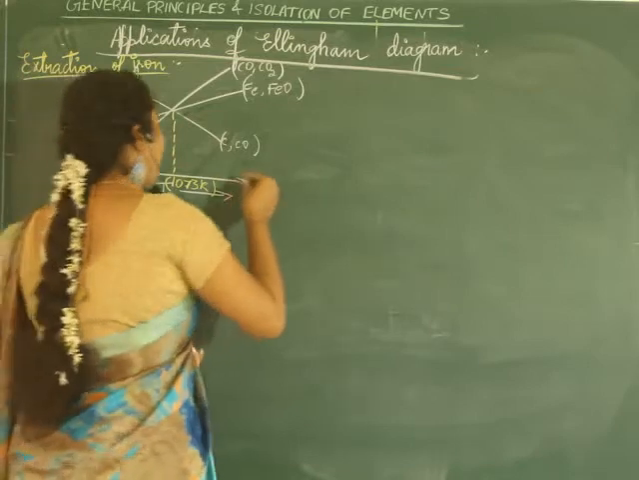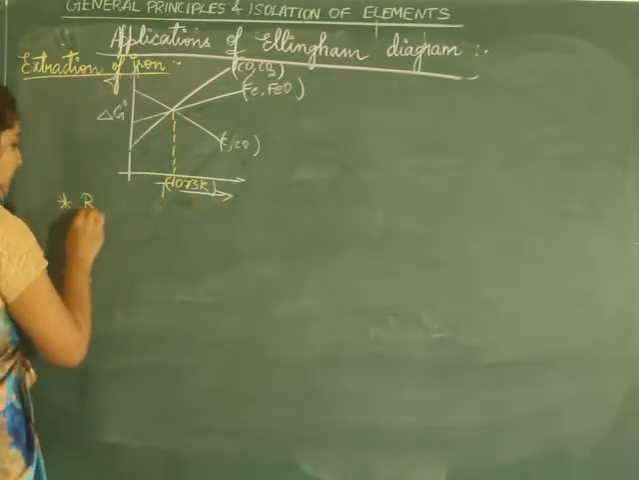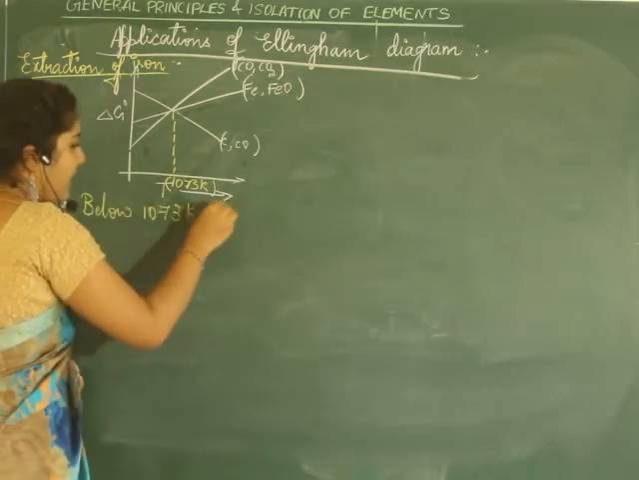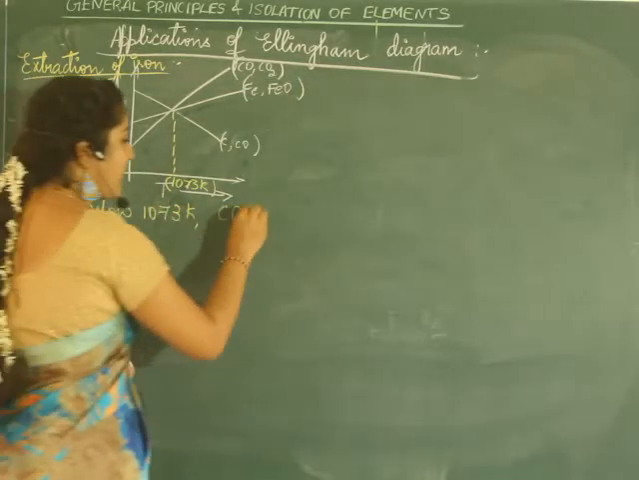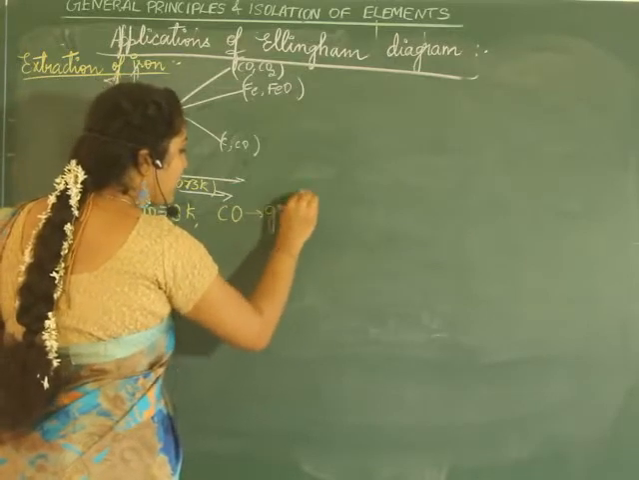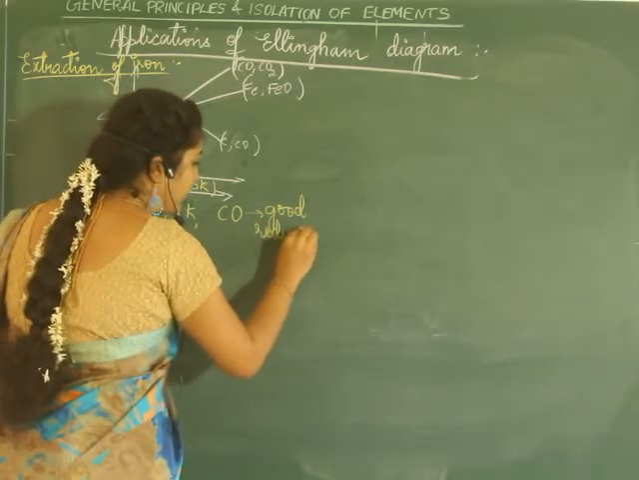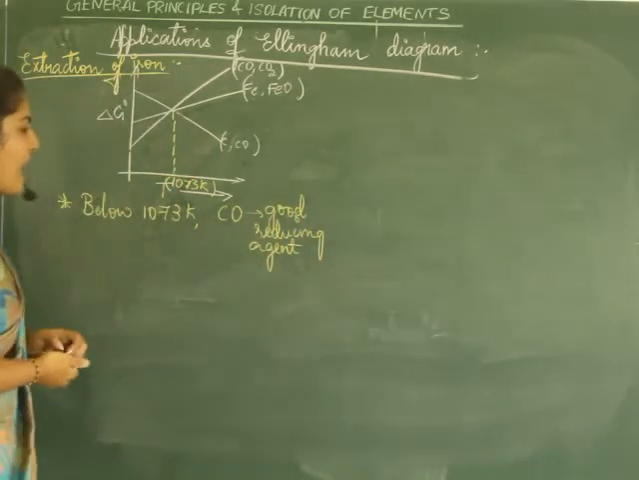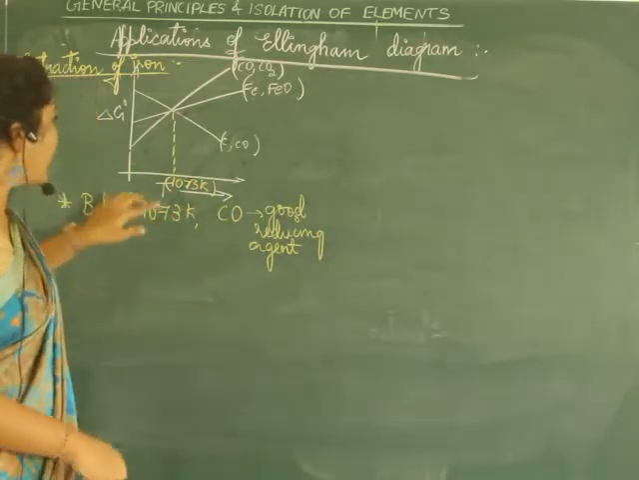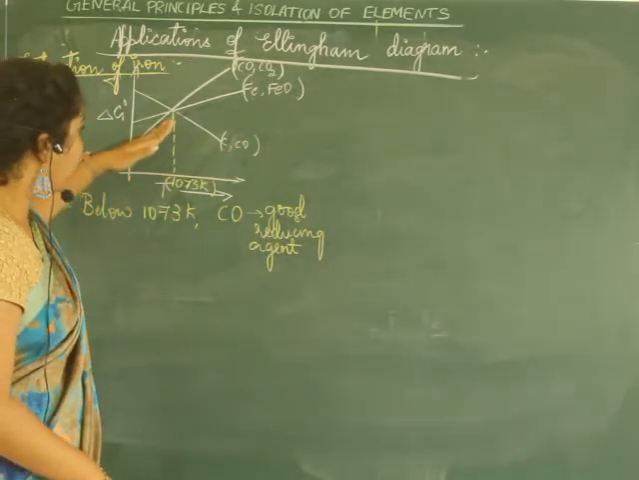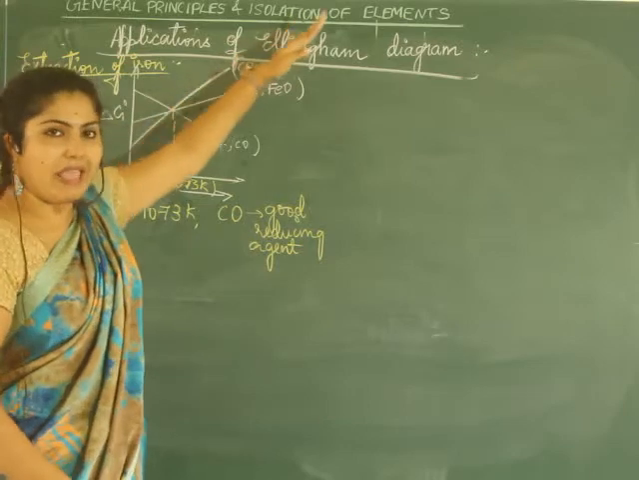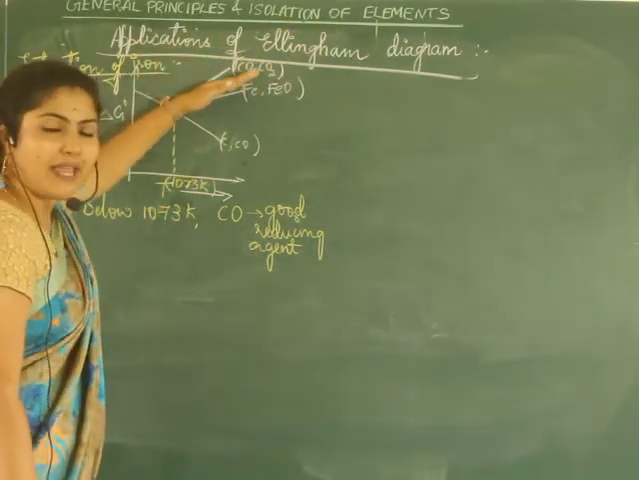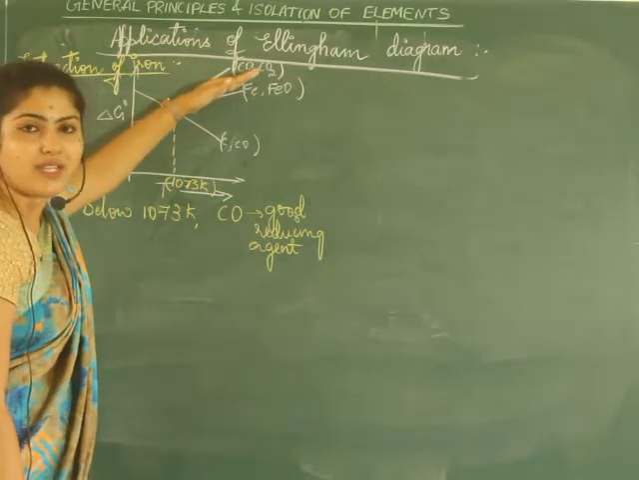So which is one point? Below 1073 Kelvin, carbon monoxide can be a good reducing agent. Whereas above 1073 Kelvin, this carbon monoxide line crosses the FeO line and it goes above. Now the FeO line is below. So can you use carbon monoxide again as a reducing agent? No.